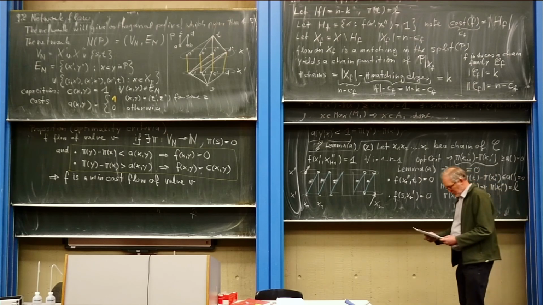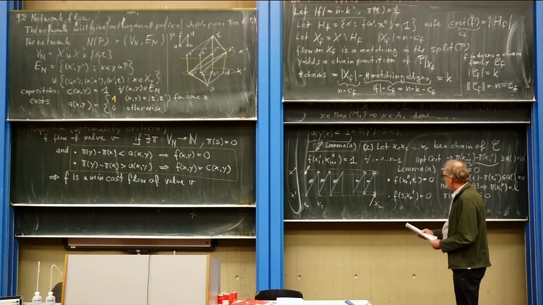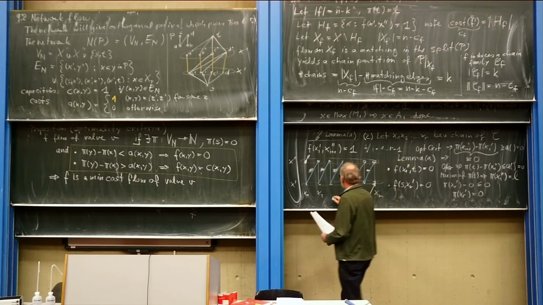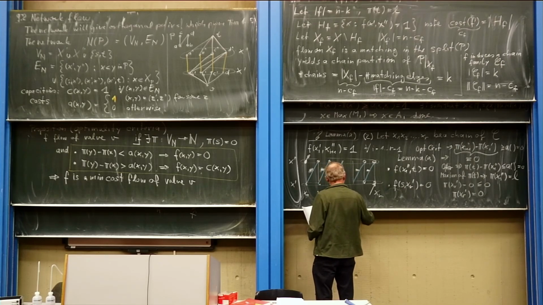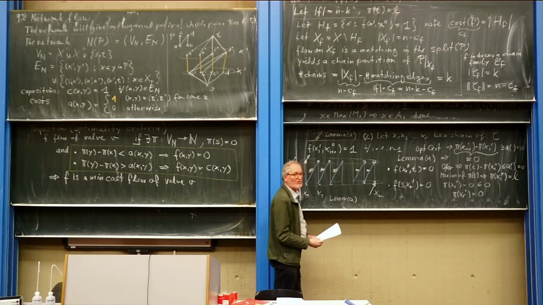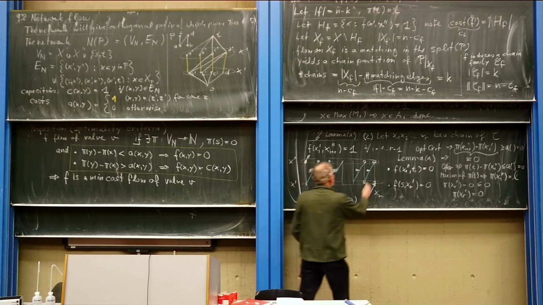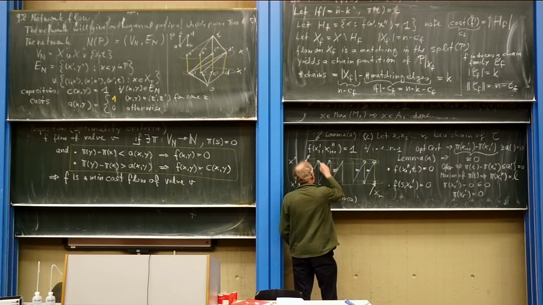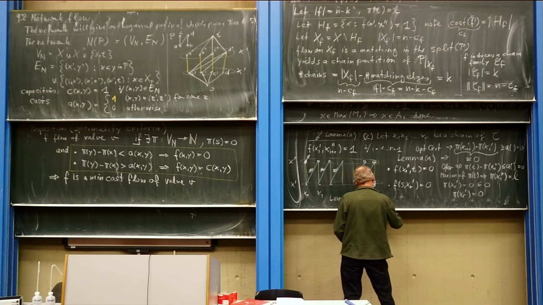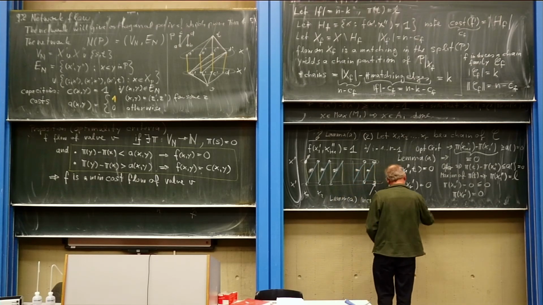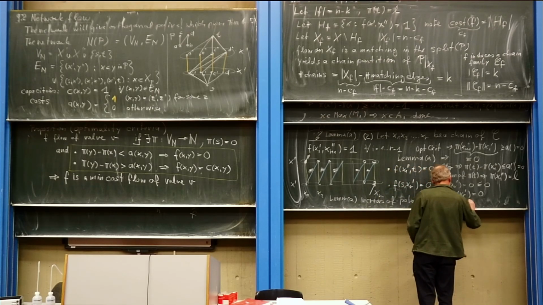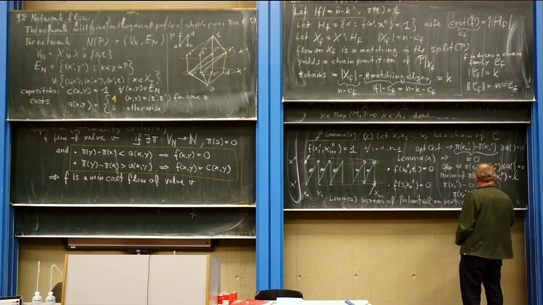And finally, again, lemma A says that the increase of the potential on one of these vertical edges is bounded by 1.